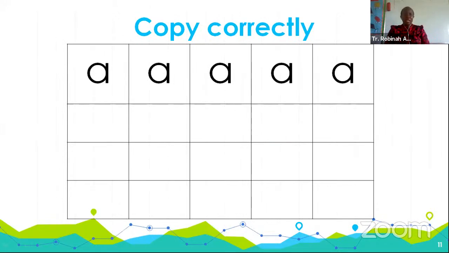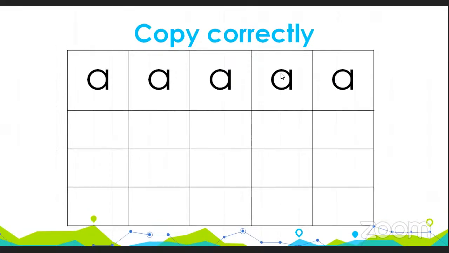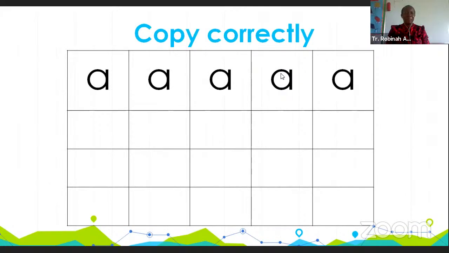The instruction says, copy correctly. Copy correctly. I want to ask Wesonga, unmute. I want you to repeat the instruction after me. The instruction says, copy correctly. Copy correctly. Now, what are we going to copy correctly?